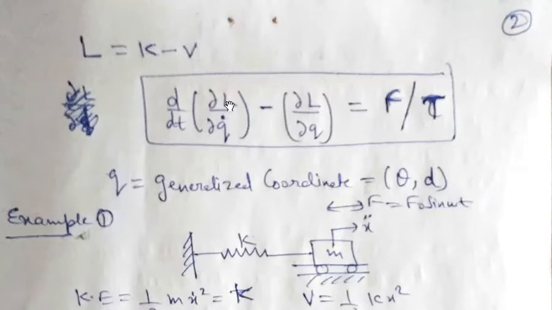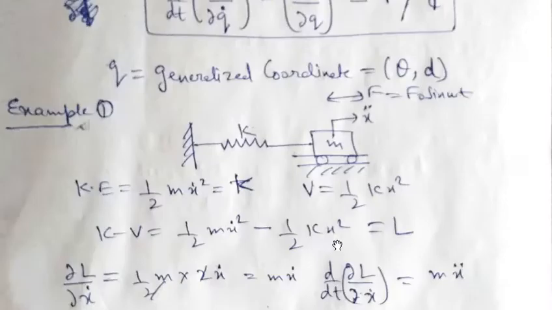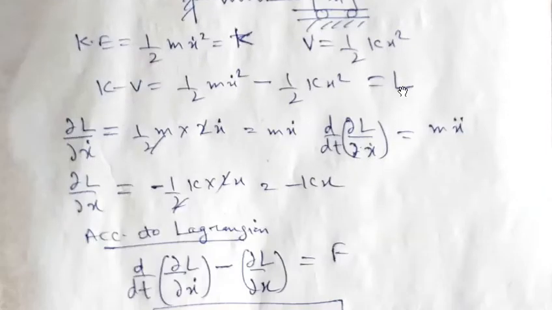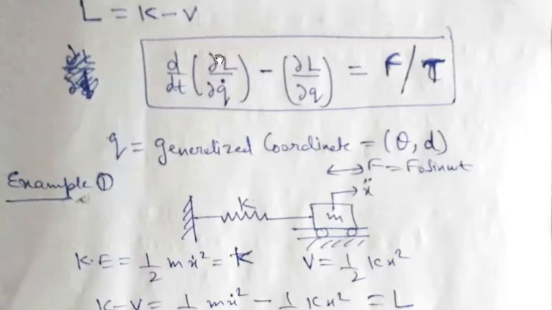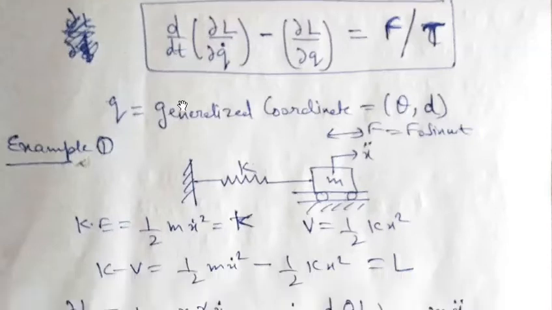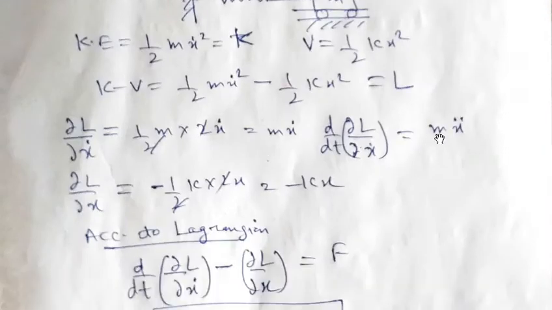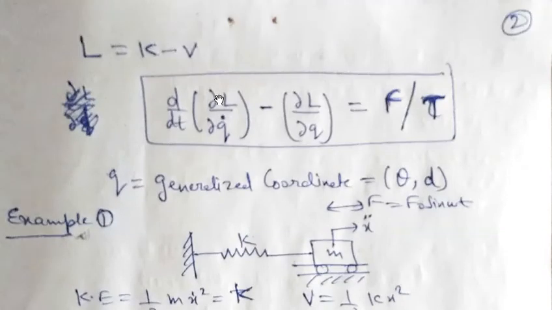Once you know this L, the next step is to differentiate L with respect to q dot. In this case, q is nothing but x. So just differentiate L with respect to x dot, del L by del x dot, and you will get m x dot. And again this is differentiated with respect to time, d by dt, so you will get m x double dot. This is the first expression.